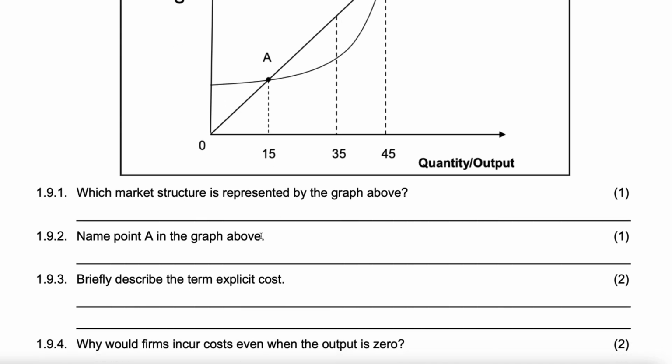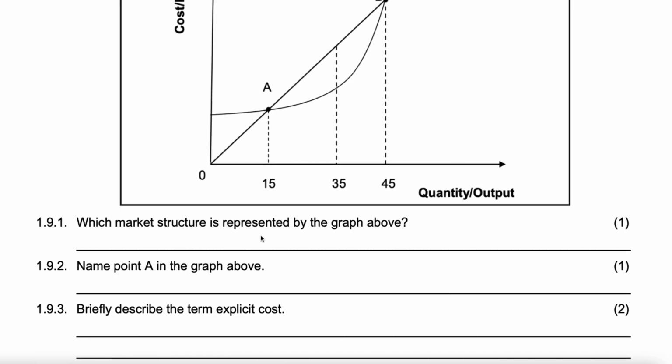Then briefly describe the term explicit costs. Well, we have implicit costs and explicit costs. Opportunity cost is an example of implicit costs. Explicit costs are the actual costs that we incur. Let's say if we use my example, that would be the money that we are going to pay for renting the bus, the money for the diesel, the insurance, anything you can think of where we are going to spend actual money. That is explicit cost.